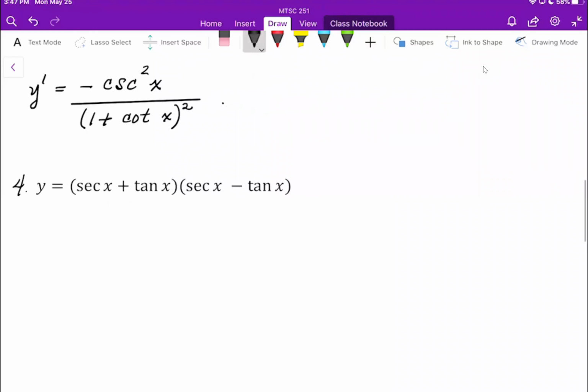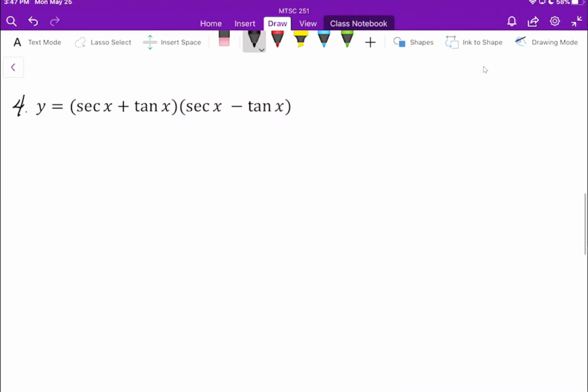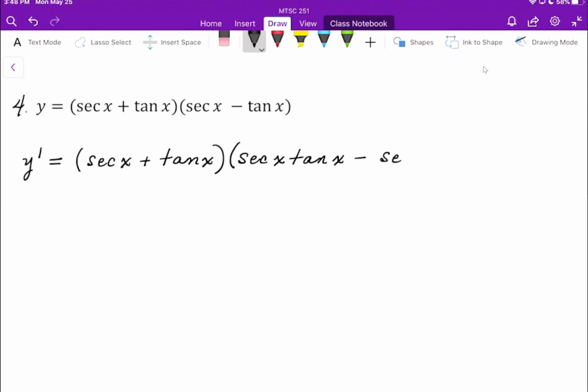In problem 4, we're going to use the product rule. So we're going to get y prime is going to be the first, which is going to be the secant of x plus the tangent of x times the derivative of the second, which is going to give us secant x tangent x minus secant squared x.